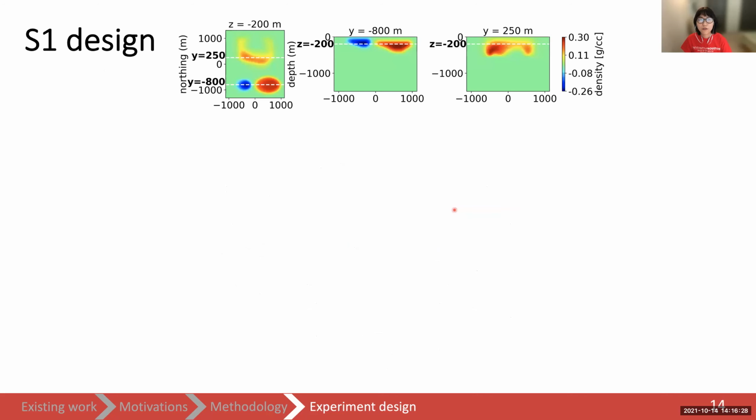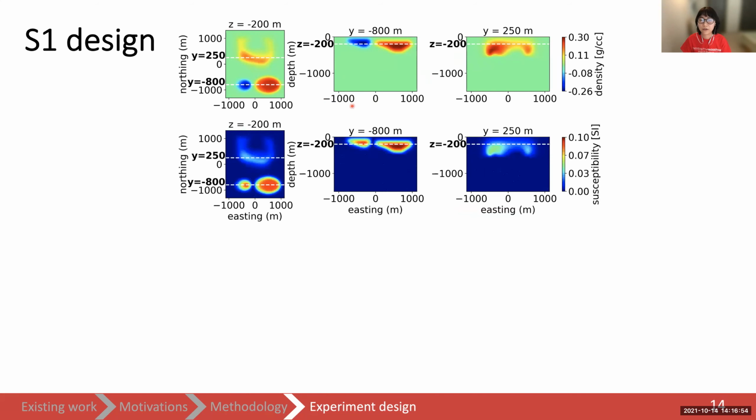I will first introduce how scenario 1 is constructed. Here is displayed the synthetic density contrast model in sections. This is a depth slice at 200 meters. We also have two vertical slices at 800 meters in the south and 250 meters in the north. The y-axis here is the depth, and the x-axis here is the easting.